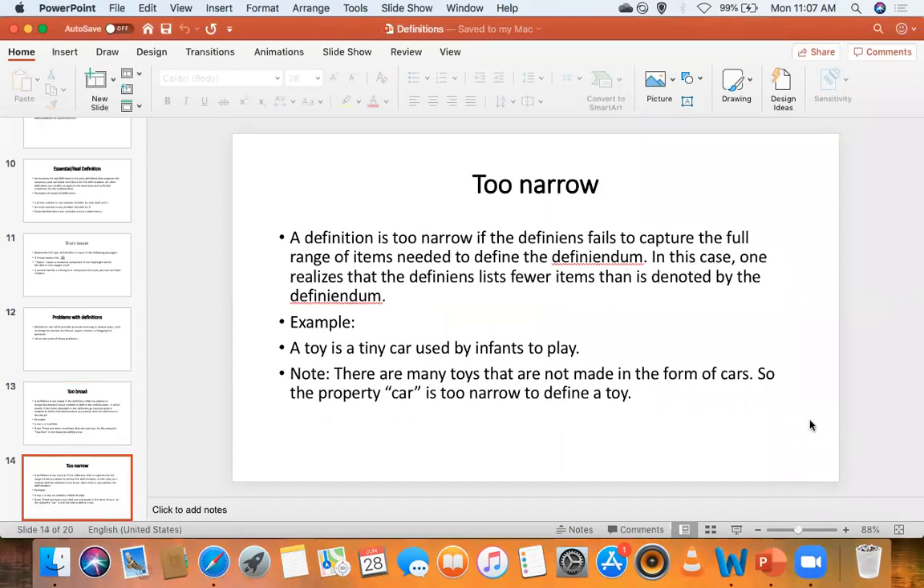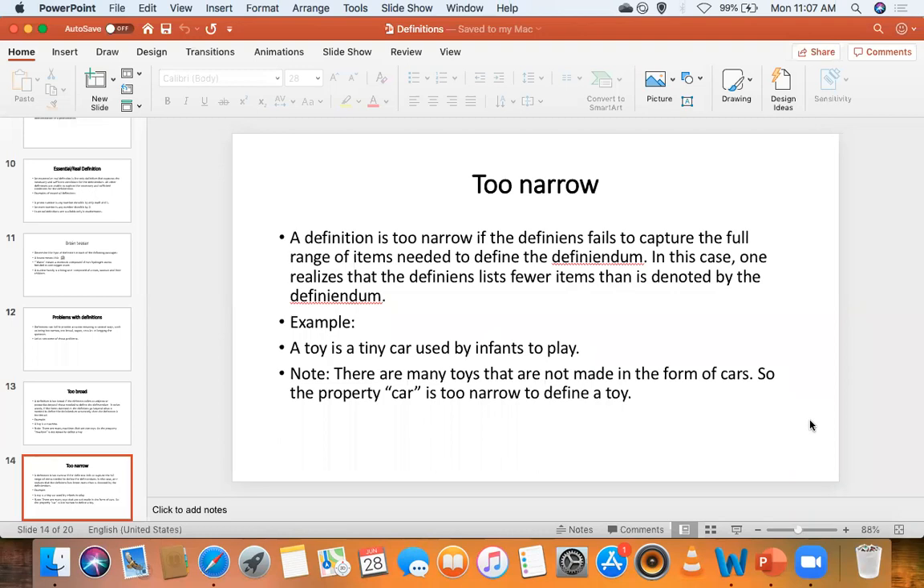Too narrow. A definition can be too narrow if the definition fails to capture the full range of items needed to define a definiendum. So if the things in the world the definition is referring to are not enough to describe the definiendum, then the definition is too narrow. In this case, one realizes that the definition lists fewer items than is denoted by the definiendum.